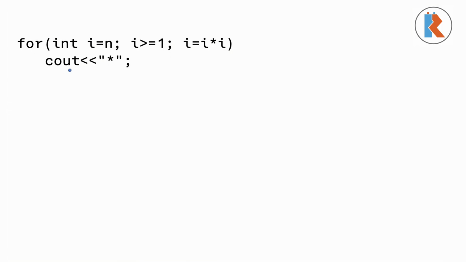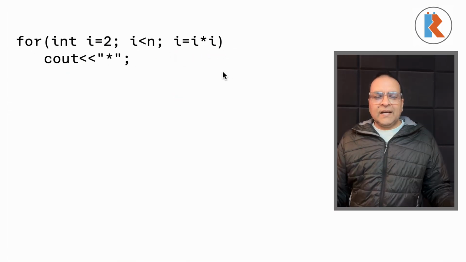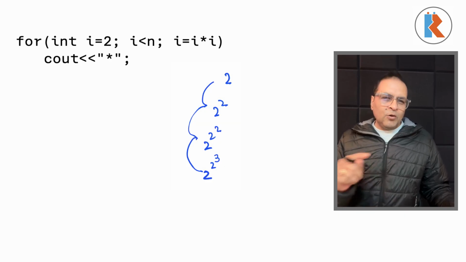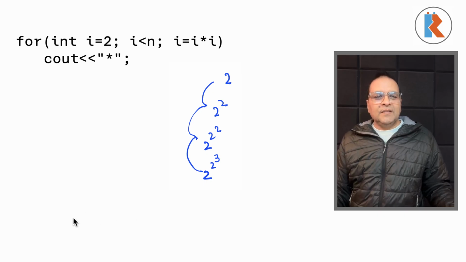How about the case when I is incremented as I into I square? So in this case, I is initially 2, then we square I. Square I means it will be I square. Then we square this. It means that I square square. And we keep on doing it in every iteration. Therefore, after k iterations, the value will become 2 raised to the power 2 raised to the power k. We will stop when this value becomes greater than equal to n.